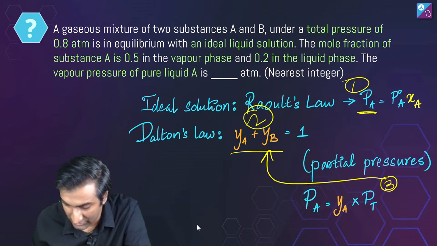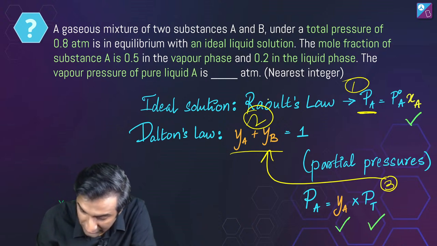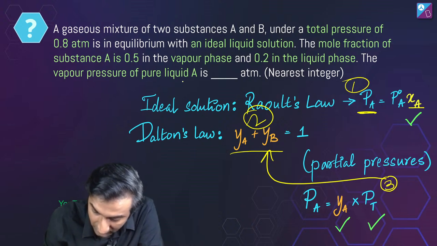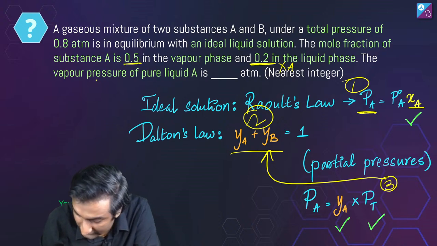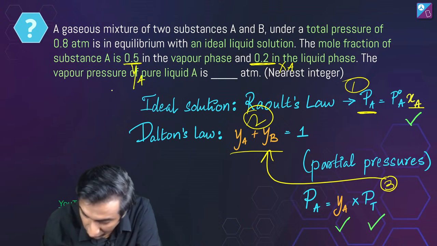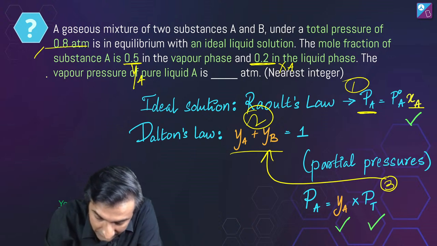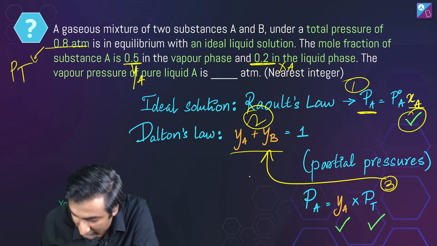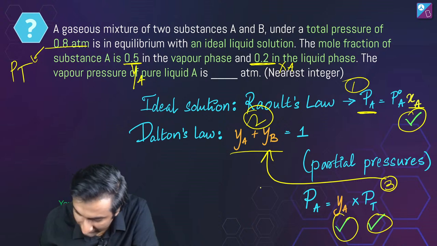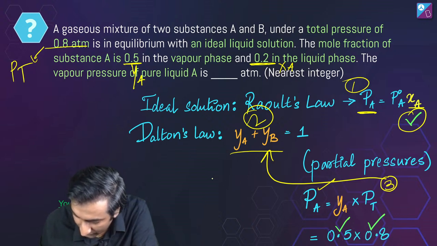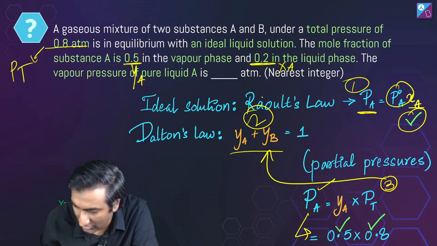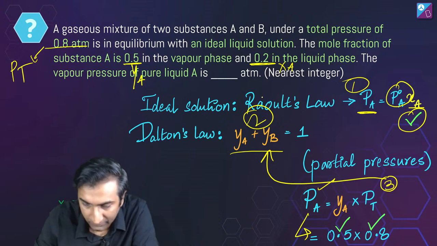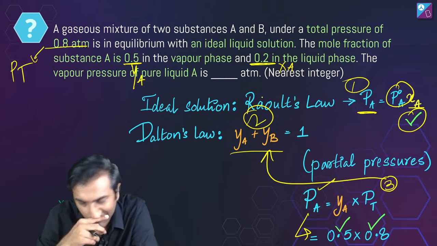Tamanna, I'll just go ahead and solve this question and make life easy for you. What is given to you in the question? X A is given to you. This is X A. And this is 0.5, the vapor phase, meaning Y A is given to you. P T is also given to you. This is P T. That's why I put a tick mark against all three. So I have these three things. From these I can find P A, simply this. So I get P A. Now once I get P A, then I can get P not A. That's all, nothing else is left. That's it, that's it.